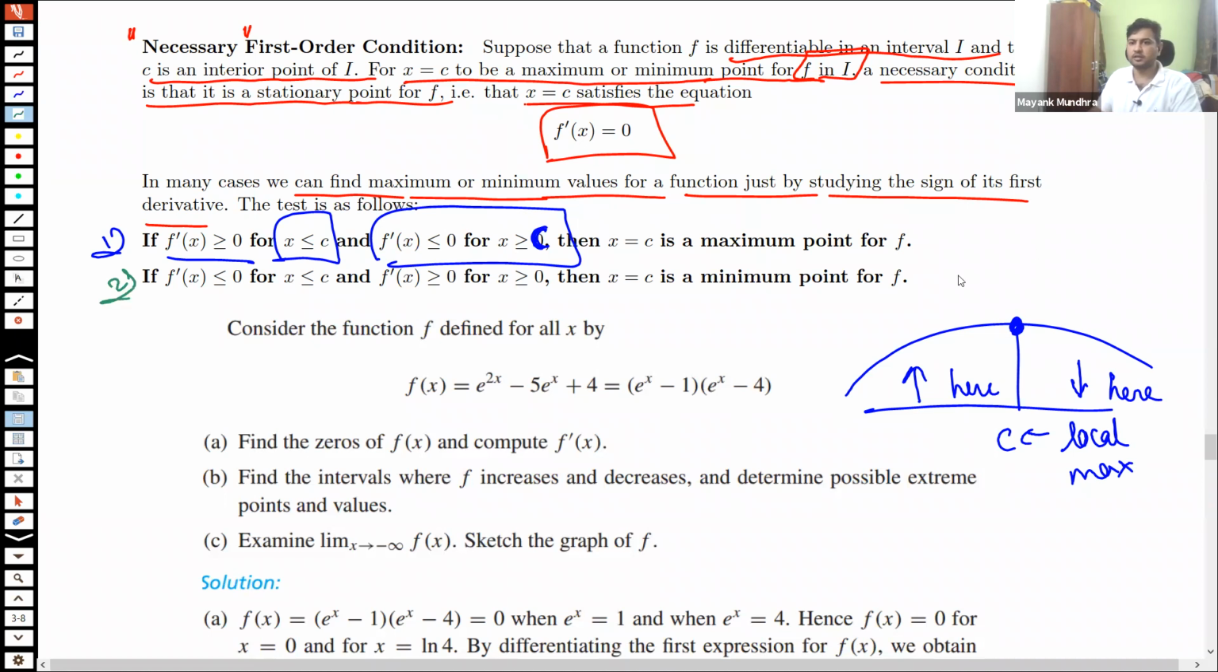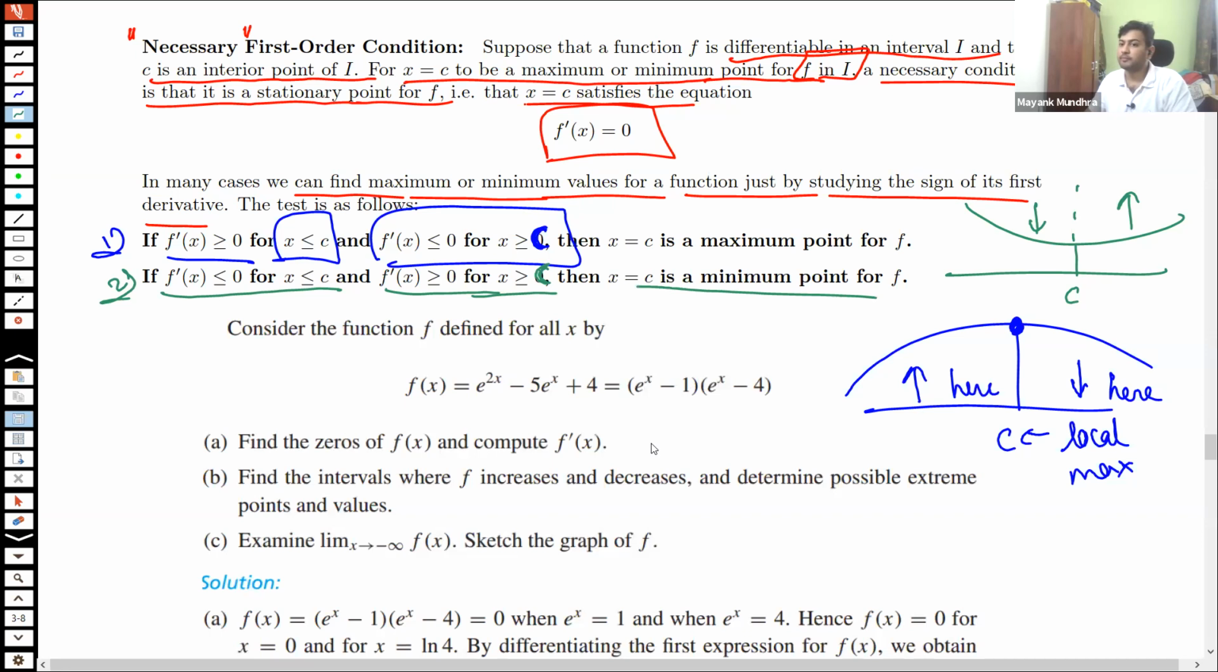The second thing, it will be represented by a graph like this. Here the function is decreasing. Here the function is increasing. So you have decreasing to the left of c and increasing to the right of c. Then it's a minimum. So this becomes a local minimum.